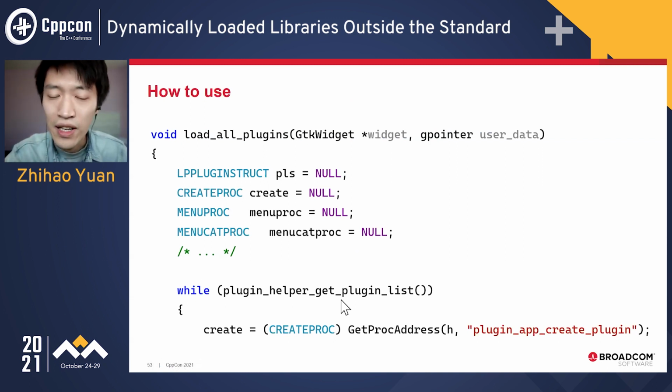Because otherwise, if every function call to the library involves a get proc address, we are turning every function call into a hash table lookup, like some dynamically typed languages do. We are not doing that.